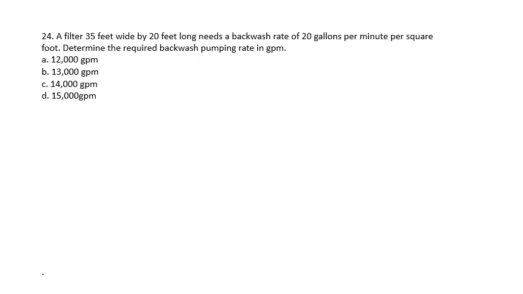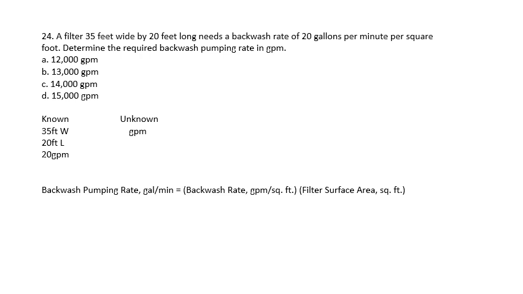A filter 35 feet wide by 20 feet long needs a backwash rate of 20 gallons per minute per square foot. Determine the required backwash pumping rate in gallons per minute. So we find our known and our unknowns. 35 foot wide, 20 foot long, and 20 gallons per minute. What we need to know is the pumping rate in gallons per minute.